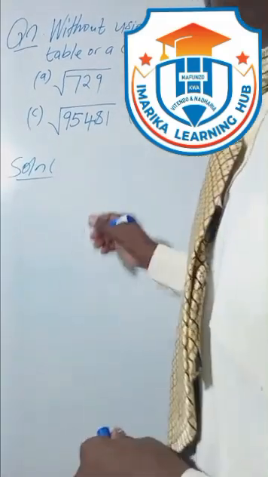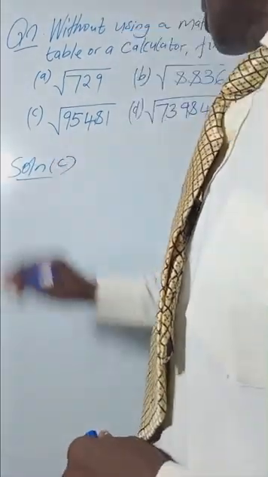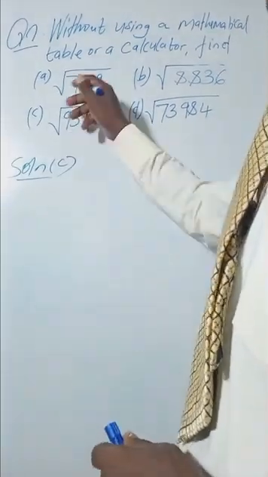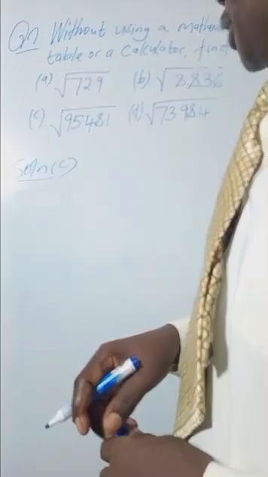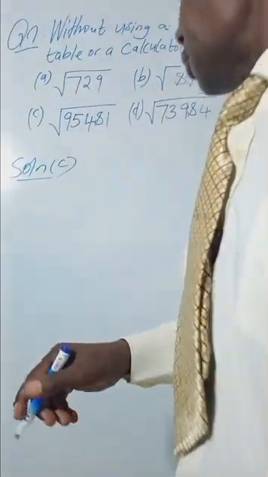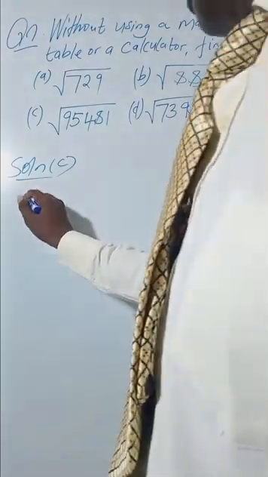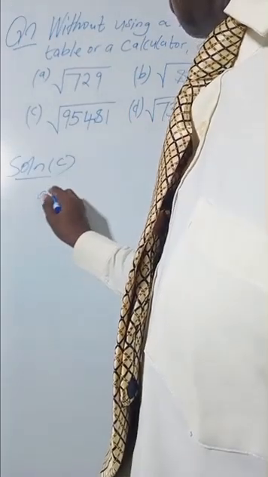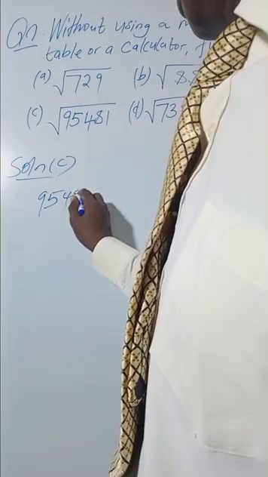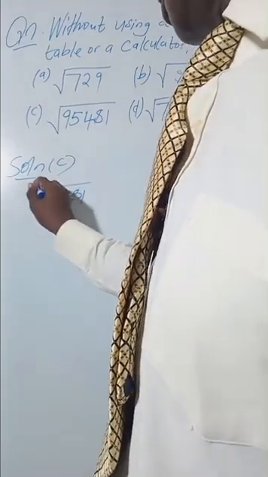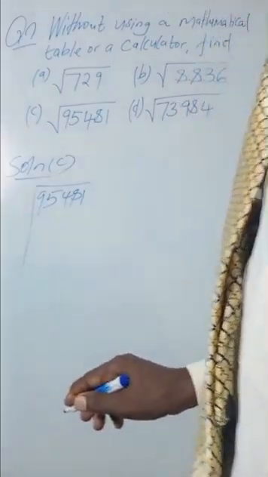We're now moving to part C of our solution. We've worked out part A and part B. Now we are at part C. What are you supposed to do? Find the square root of 95,481. This one. Okay, what do we do?